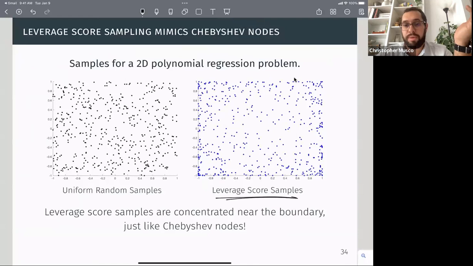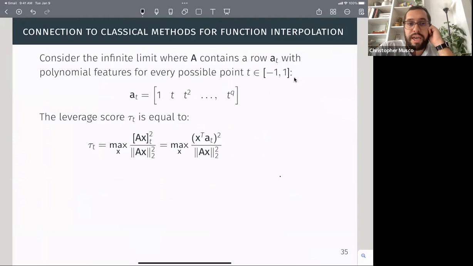Okay. I want to try to explain why this is the case. In this setting, I'm going to consider an infinite dimensional limit where A, my data matrix, think of it as an infinitely tall matrix. It contains a row A_t for every point t on the interval -1 to 1, because I just want to think about the continuous polynomial interpolation problem.